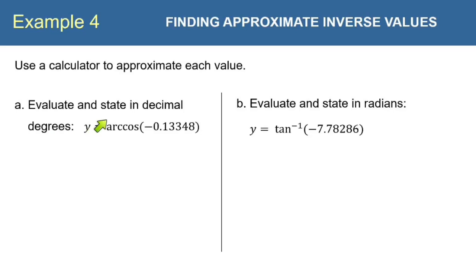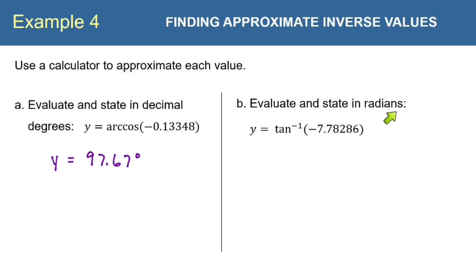So here's example 4, and we're going to use a calculator to approximate each value. In part A, it says evaluate and state in decimal degrees. So make sure that your calculator is set in degrees. And they're asking us to find the arc cosine of negative 0.13348. So you know that this is just inverse cosine. So you're going to press on your calculator second button, then cosine, and then enter your negative 0.13348. And when you press equal, your calculator should say 97.67 degrees.